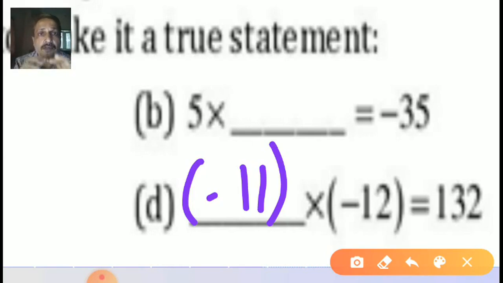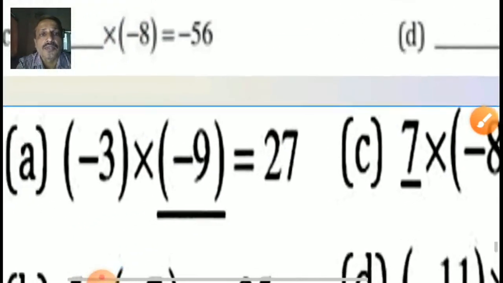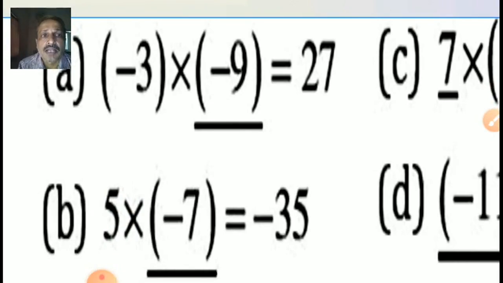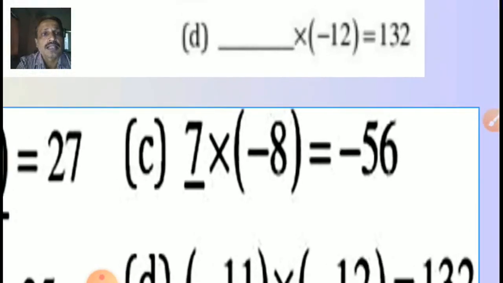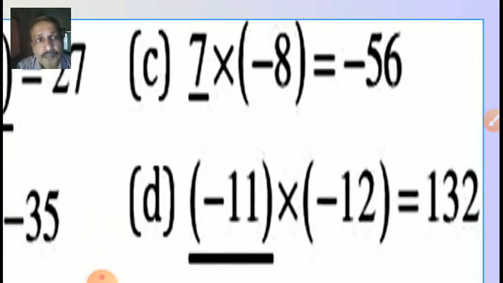See, all answers explained in detail. You revise the full exercise, and here are the answers for your convenience. Yes, minus 3 into minus 9 is 27. B: 5 into minus 7 gives us minus 35. C: 7 into minus 8 gives us minus 56. And last but not least, minus 11 multiplied by minus 12 is equal to 132.